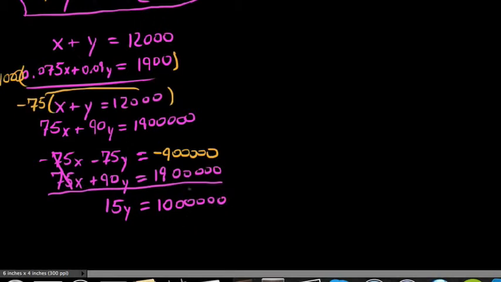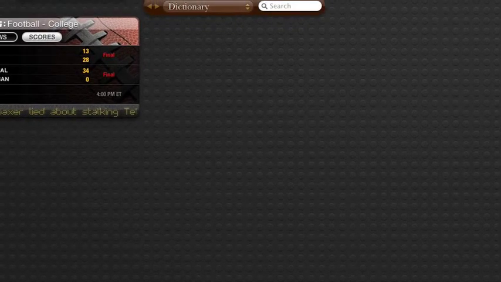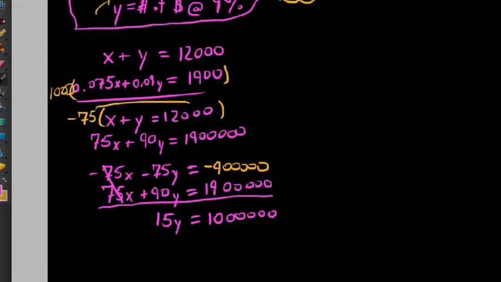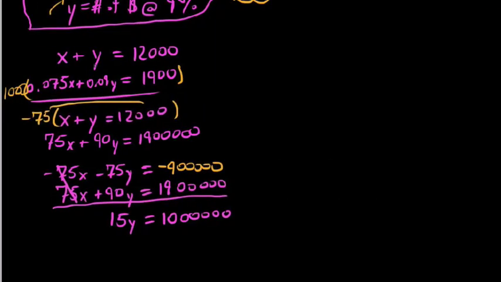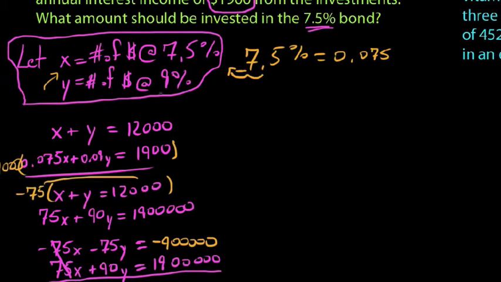So now we're going to divide this by 15. We say 10 followed by 5 zeros divided by 15 equals about 6, it's repeating 6's, and then our decimals with the repeating 6 here. So we say y is 6, 6, 6, 6, 6, 6 repeating. Now this represents the amount of dollars we invested at, if you look at your key up top, 9%. The question was, how many should you invest at 7.5%?